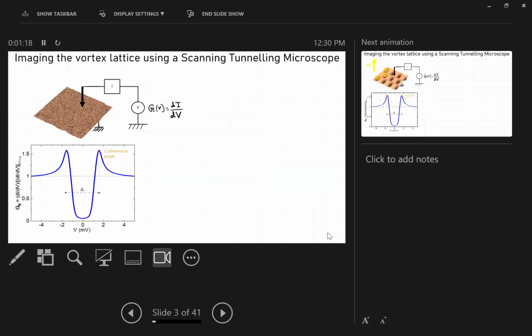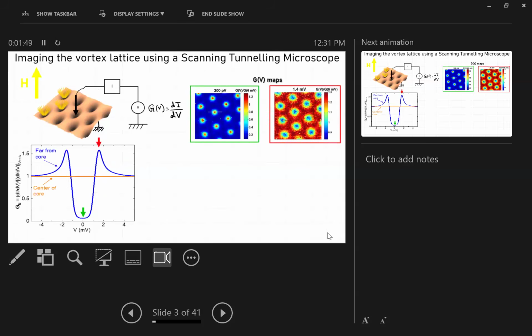So if you have a superconductor and you bring a tip very close to the surface and you take the conductance spectra, you get this typical superconducting conductance spectra which mimics the density of states. Now this is in zero field, but if you apply a magnetic field, then you will have vortices that thread like this. And if your tip is far from the core of a vortex, you will see something similar to this. However, if you bring it to the center of the core, the center of the core is a normal metal, your tip is a normal metal, and you have normal tunneling. So you will see something that is completely flat.